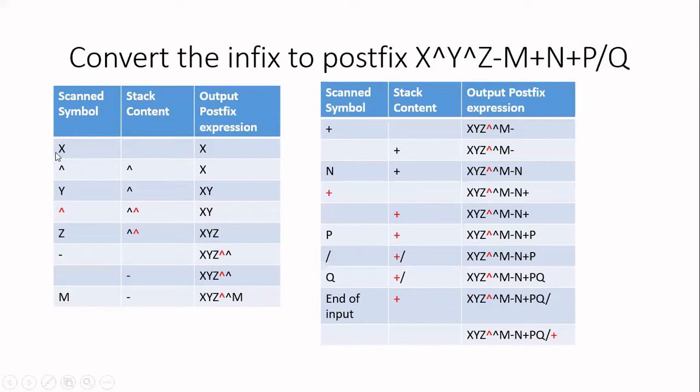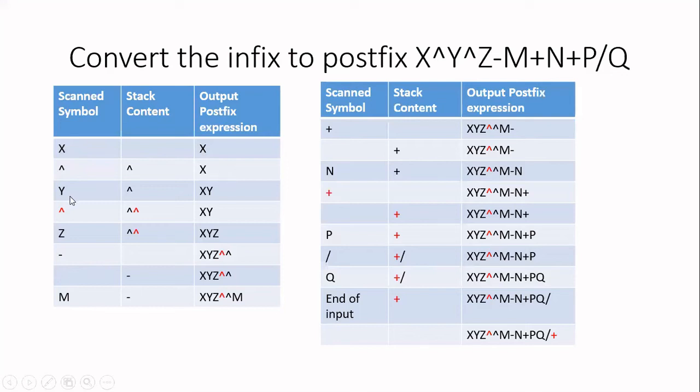Here, first we have the scan symbol X. I told you if you get a symbol as an operand, you will be immediately writing it at the output. Then I'm getting exponentiation. So now I will see whether I have anything on the stack. The stack is empty. So if the stack is empty, simply push the exponentiation onto the stack. Then don't write it at the output.